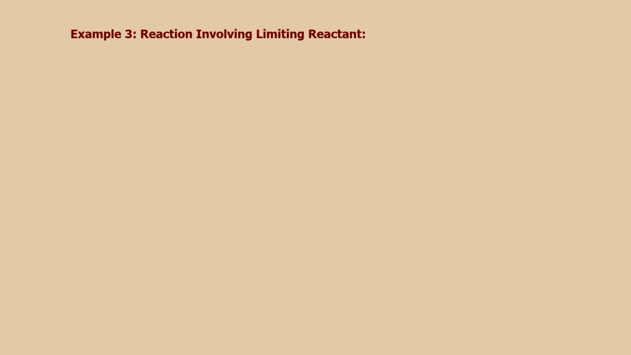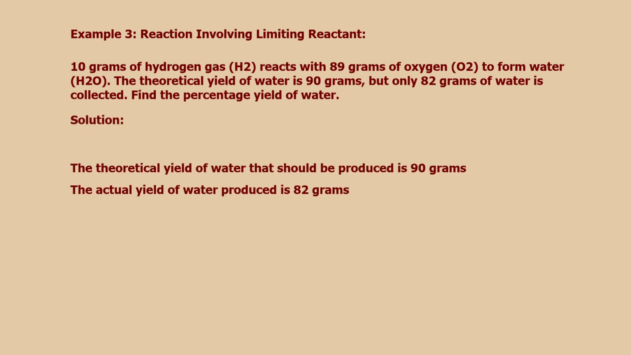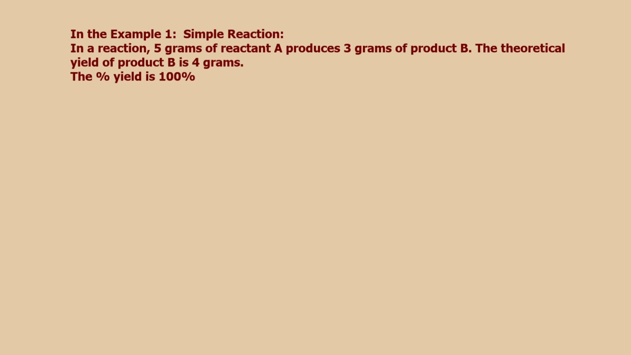Example 3. Reaction involving limiting reactant. 10 grams of hydrogen gas H2 reacts with 89 grams of oxygen O2 to form water H2O. The theoretical yield of water is 90 grams, but only 82 grams of water is collected. Find the percentage yield of water. Percentage yield is equal to actual yield divided by theoretical yield multiplied by 100, which is 82 divided by 90 times 100, equal to 91.11%.